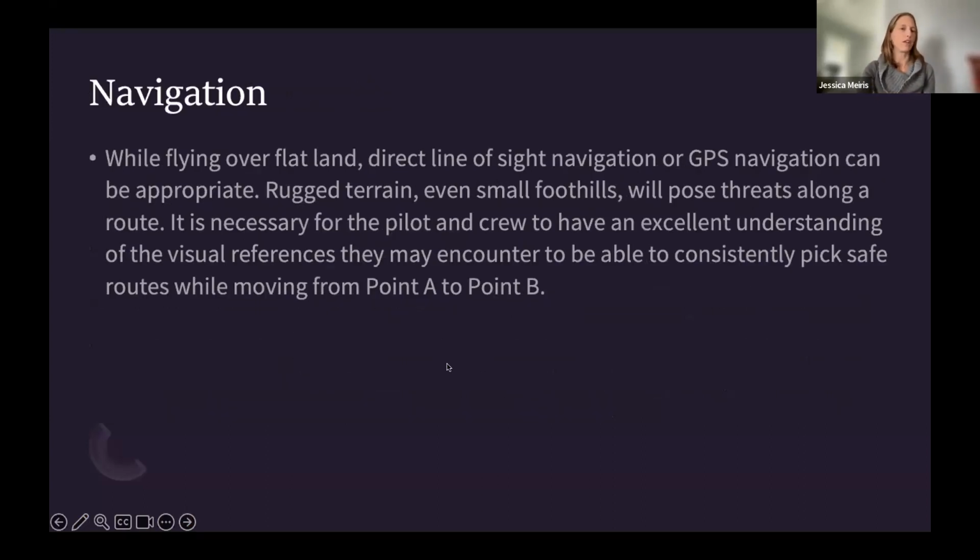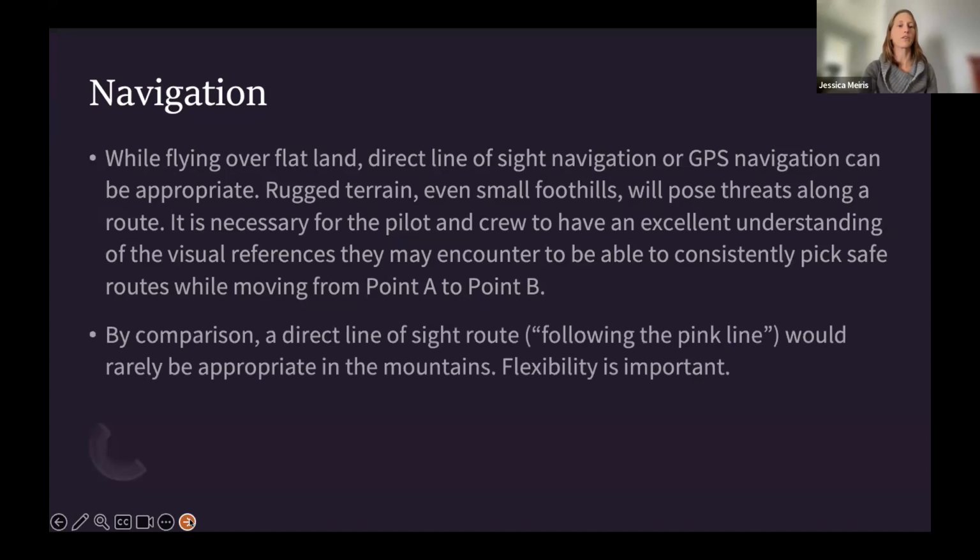Next, we'll move on to navigation. While flying over flat land, direct line of sight navigation is typically appropriate. We still have to take into account terrain that might be coming up, wires, towers, all those things, and we have to maintain situational awareness. However, line of sight navigation is made a little bit easier when we aren't dealing with mountainous environments. It is completely inappropriate for the most part when traveling through the mountains, and following the pink line can actually put you in a fairly dangerous situation.